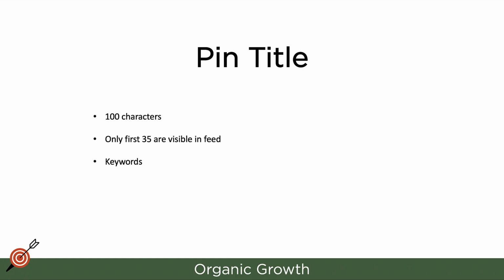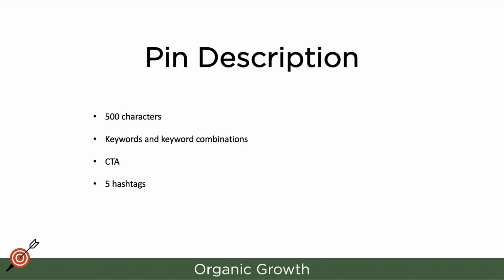When it comes to the pin title, we can use 100 characters, but only the first 35 are visible in the feed. So make sure that the important words are in the front, and of course it also needs to contain keywords. And in the pin description also you want to put your keywords there. This can be 500 characters, and we're just going to make a small description with a bunch of different keywords, followed by a call to action and 5 hashtags.